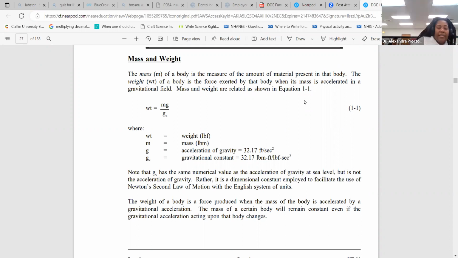The weight of a body is a force produced when a massive body is accelerated by a gravitational acceleration, and the mass of a certain body remains constant. So if I'm on the moon, my mass doesn't change, but the gravity does change, so my weight changes, okay? I'm still all there, but my weight is going to change. So the mass of a certain body remains constant even if the gravitational acceleration acting upon the body changes. That's what that statement means.